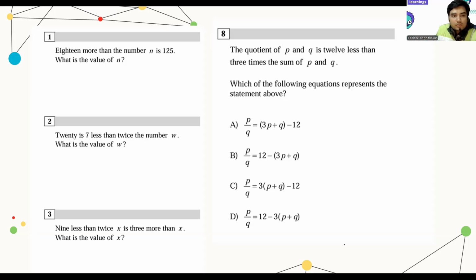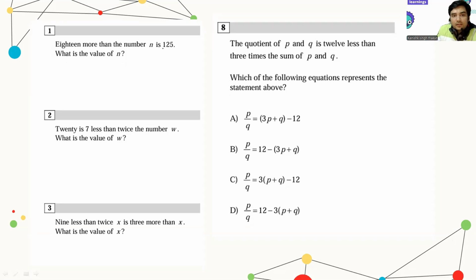Okay. So the very first question is that 8 more than the number n is 125. Okay. So n is my number, 8 more than n, so I have to add 8 to n. So n plus 8 is given to you as 125, right? 8 more than the number. So n will be how much? 125, take away 8. So this is 117. Got it? 8 you add to n and it is 125, so n is 117.